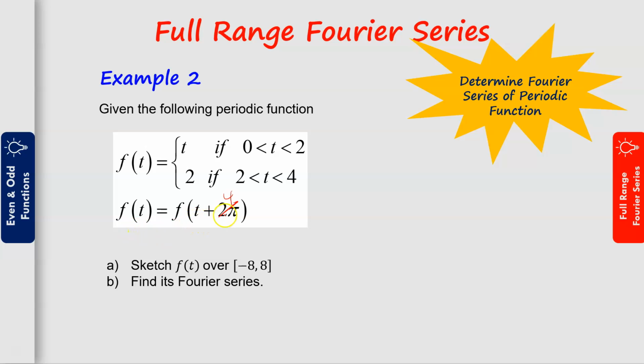Whereas f(t) equals f(t plus 4) means that our period, capital T, is equal to 4. And then the question asks us to sketch f(t) over negative 8 and 8. The first question, you need to sketch a graph of this f(t). And then the second question, you need to find its Fourier series. Let's start to answer the first question.